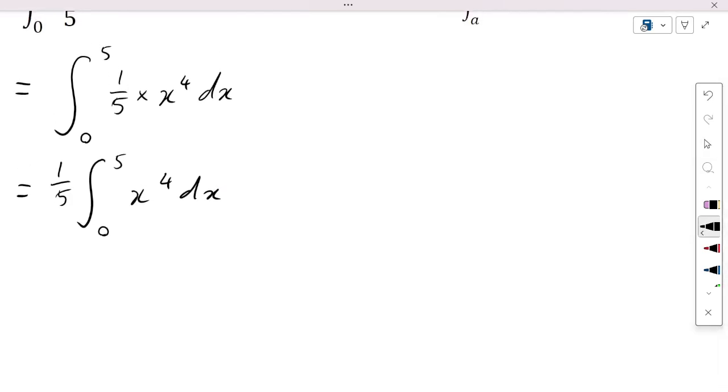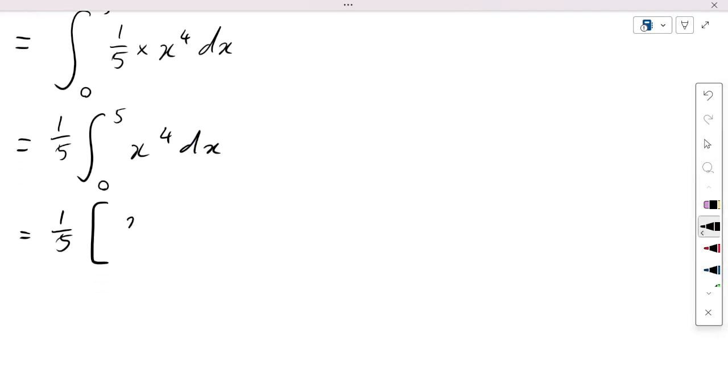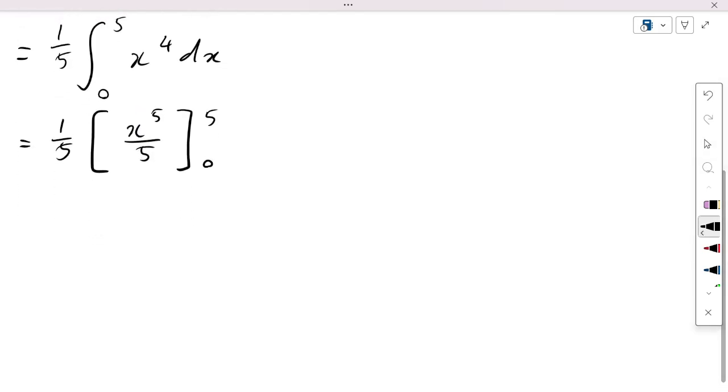Okay. So now we're going to take the integral. The 1 over 5 is just left outside, so we're only going to deal with the 1 over 5 when we get to our final answer. 1 over 5 is outside of the bracket, and inside of the bracket, we're taking the integral of x to the power of 4. So it's going to look like this. We're going to get an answer of x to the power of 5 divided by 5. That's the integral of x to the power of 4 with respect to x, with the upper limit and lower limit as well. And then we can just leave it like that.